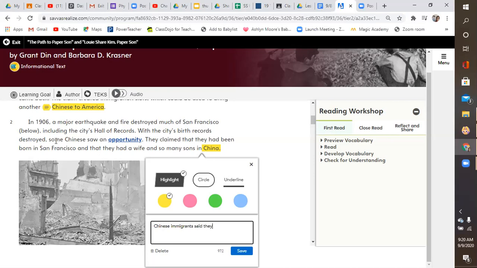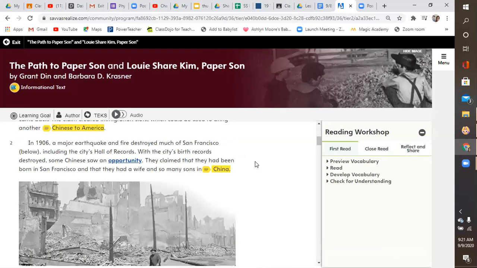Said they were born in, let's say the United States, or we can say San Francisco. Okay, and you just need to remember that San Francisco is in the United States. So who? Chinese immigrants. Did what? Said they were born in San Francisco. Right, and then again, I want you to go ahead and click save so I can see your annotations too.